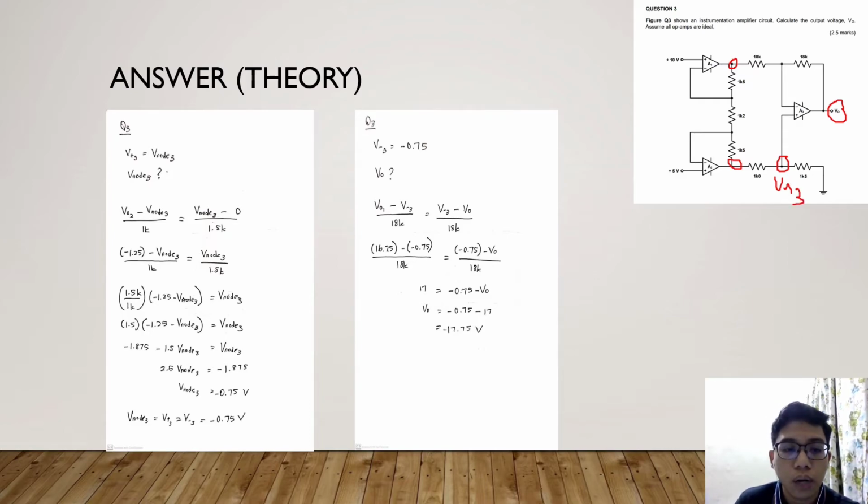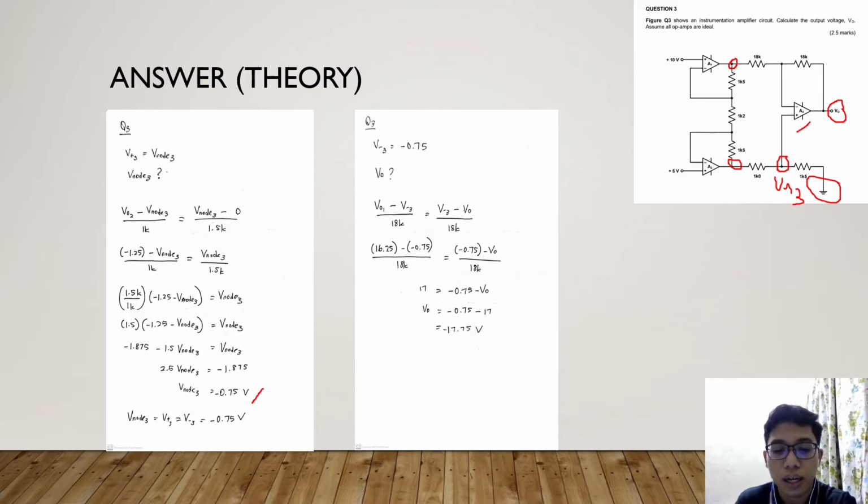So how to find it? Just apply the formula. V output 2 that we got in the previous step minus V naught 3 over 1k is equal to V naught 3 minus 0 over 1.5k. Where does the 0 come from? As you can see here, this is ground, so when it's ground, we just put it at 0. After substituting the value of V output 2 in the formula, we get the value of V naught 3 as negative 0.75 volt.